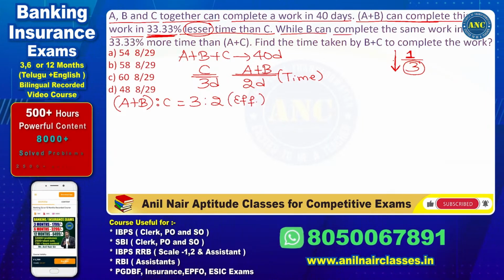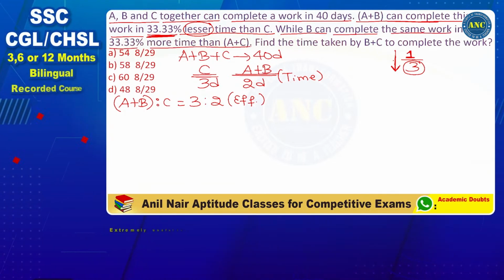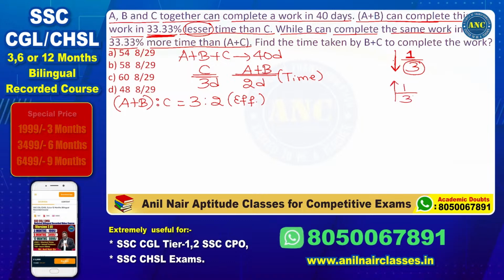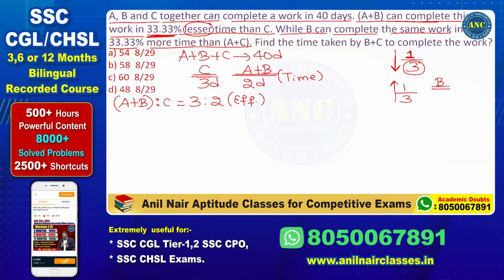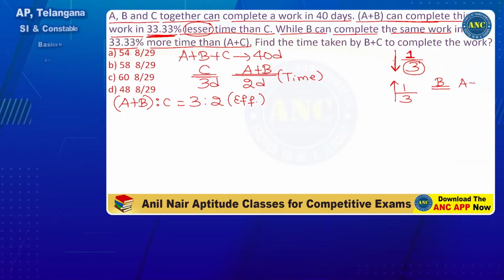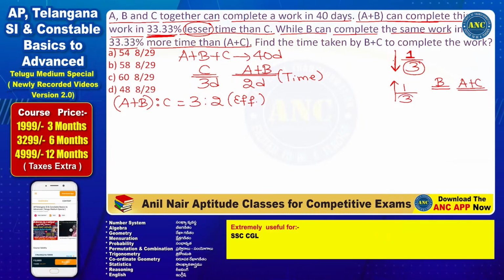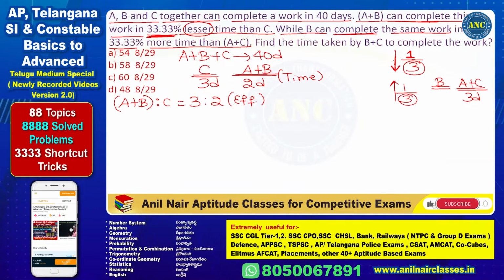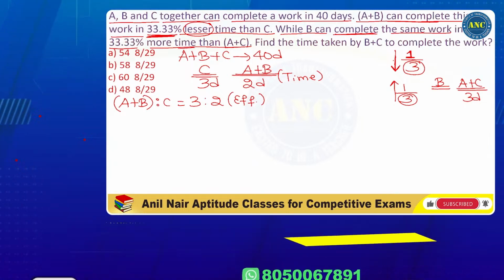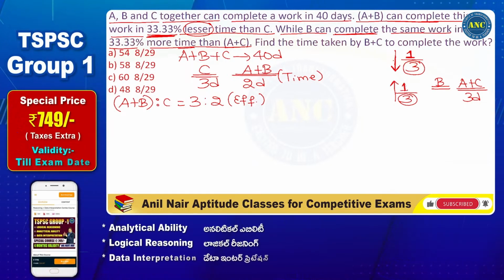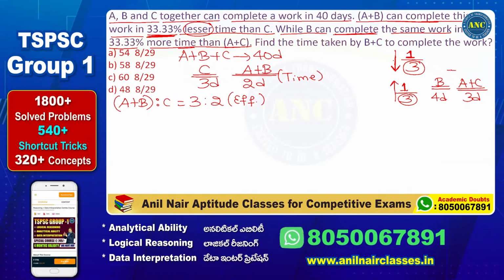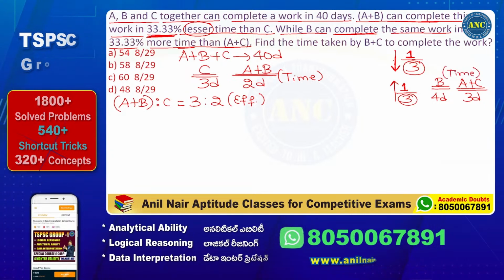While B can complete the same work in 33.33 percentage more than A and C. Again it is 33.33, 1 by 3. So the meaning is if A and C are taking 3 days to complete the task, B will complete the same work in more time than A and C. B will be taking 1 day more than 3 days, which is 4 days. But once again, this is the time ratio for B and A plus C.